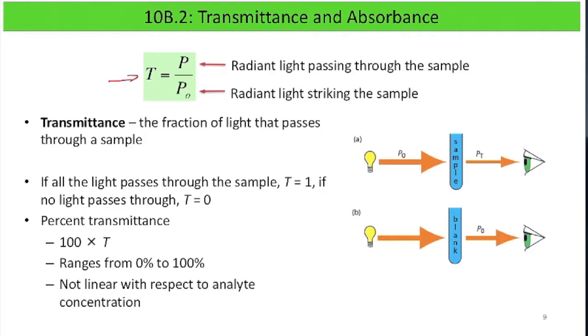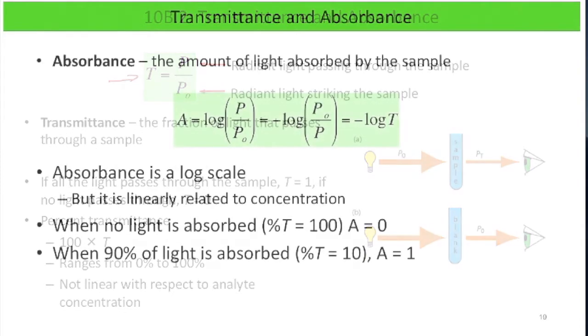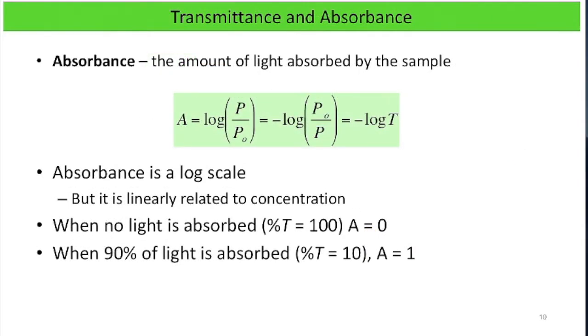Now, the problem with transmittance is it's not linear with respect to analyte concentration. And as we've seen with our calibration chapter, we like to work with straight lines. Things that are linear are a lot easier to deal with because we can predict how the signal is going to change as the concentration changes. So if our signal is not linear with concentration, it's a little bit harder to predict how things are going to work. So what we can use instead of transmittance is absorbance.